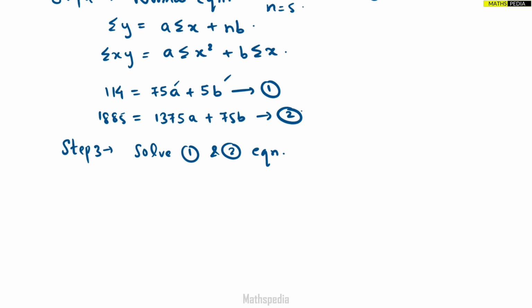In order to solve them, we have plenty of methods. You can use a calculator directly and get the values of a and b if it is allowed. Otherwise, we can go for substitution, the best and easiest method. Okay, I'm going to take the first equation.